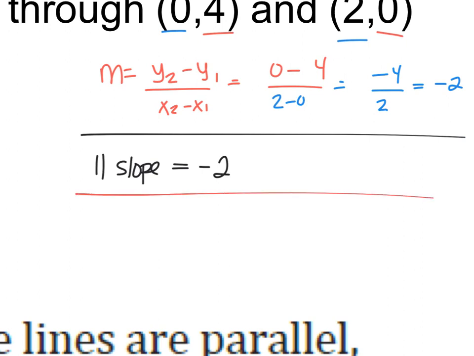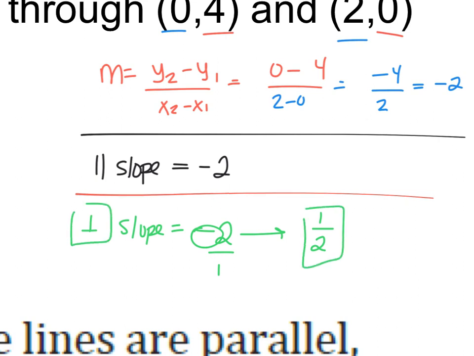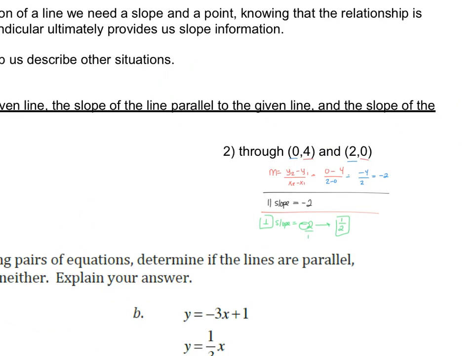My perpendicular slope: I rewrite my -2 and draw my arrow to show flipping it. It's really -2/1. I'm going to flip it to make it 1/2, and the negative of a negative is just a positive. So my perpendicular slope is 1/2. And that's it. That's all you're doing.